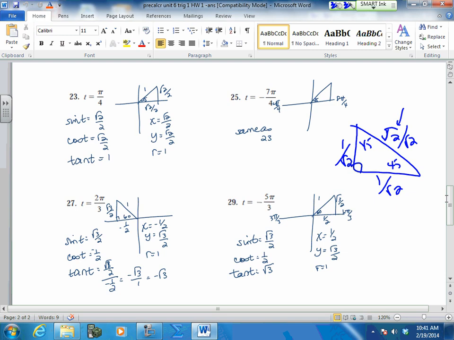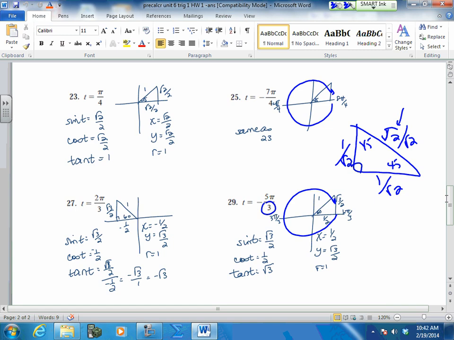A negative starts here and goes all the way around. This negative also, here, all the way around. Take this bottom number, divide this into 180. There's your reference angle. So 180 divided by 3, there's a 60-degree reference angle.